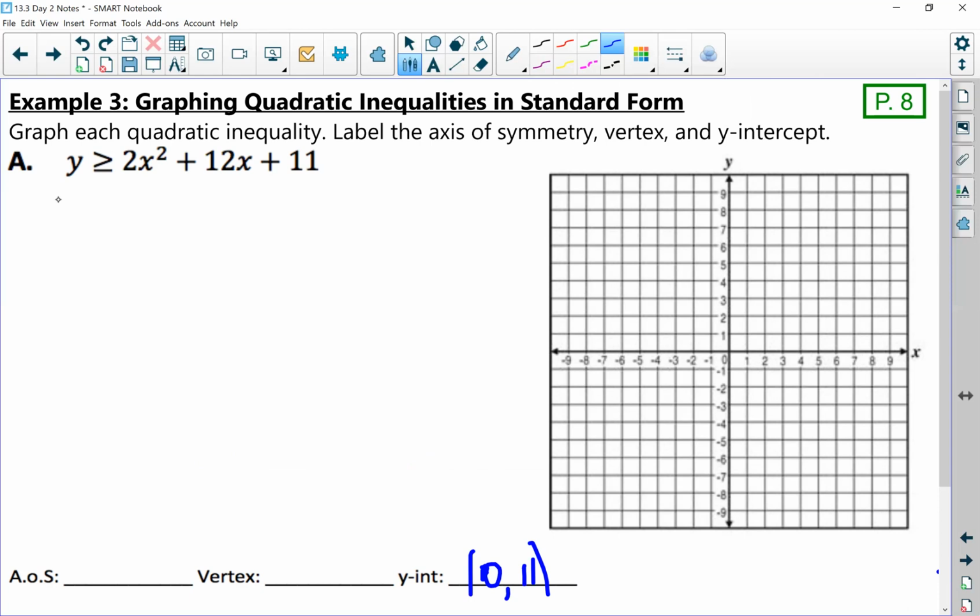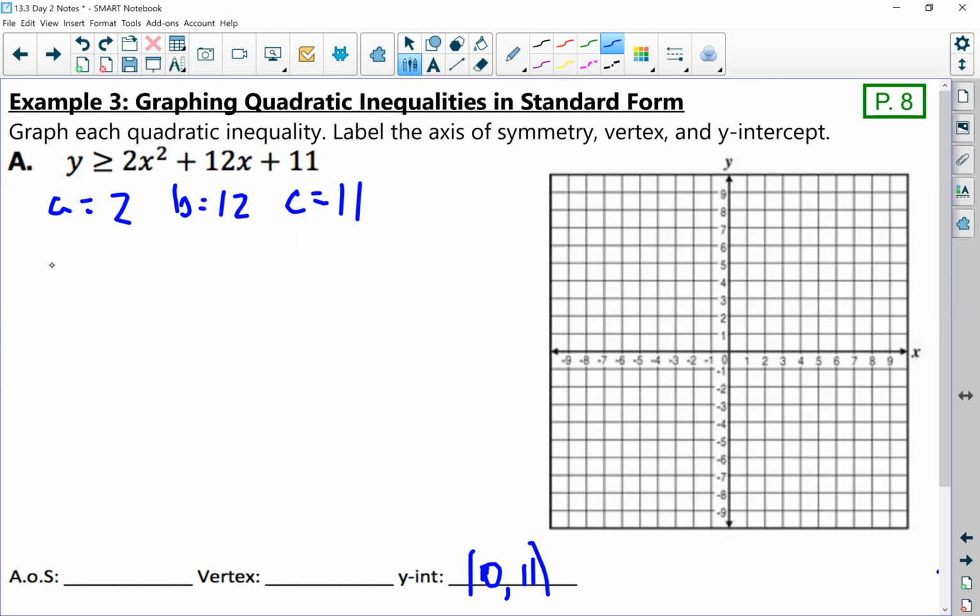Then I like to list my values for a, b, and c. So what is a? 2. B, 12. C, 11. We already said that, right? Because we had that for the y-intercept. Excellent. Once I have those values, and you don't have to list them, I like to. It just helps me out a little bit.